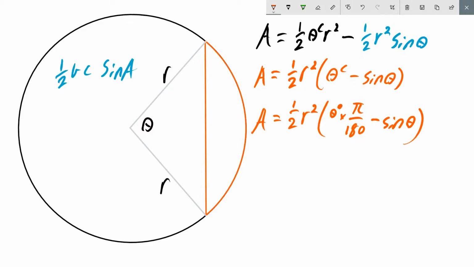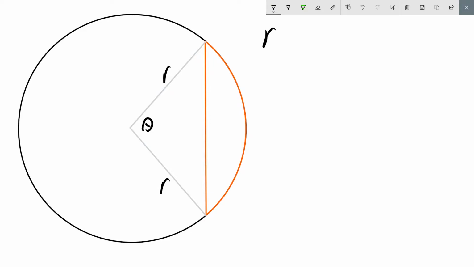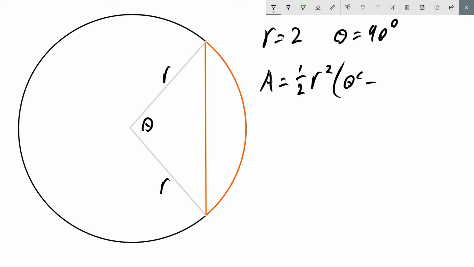So again, we're going to do an example. Let the radius equal 2, and we'll make the angle theta equal to pi over 2, that's 90 degrees. So the area of the segment is going to equal half the radius squared, times theta in radians minus sine theta.